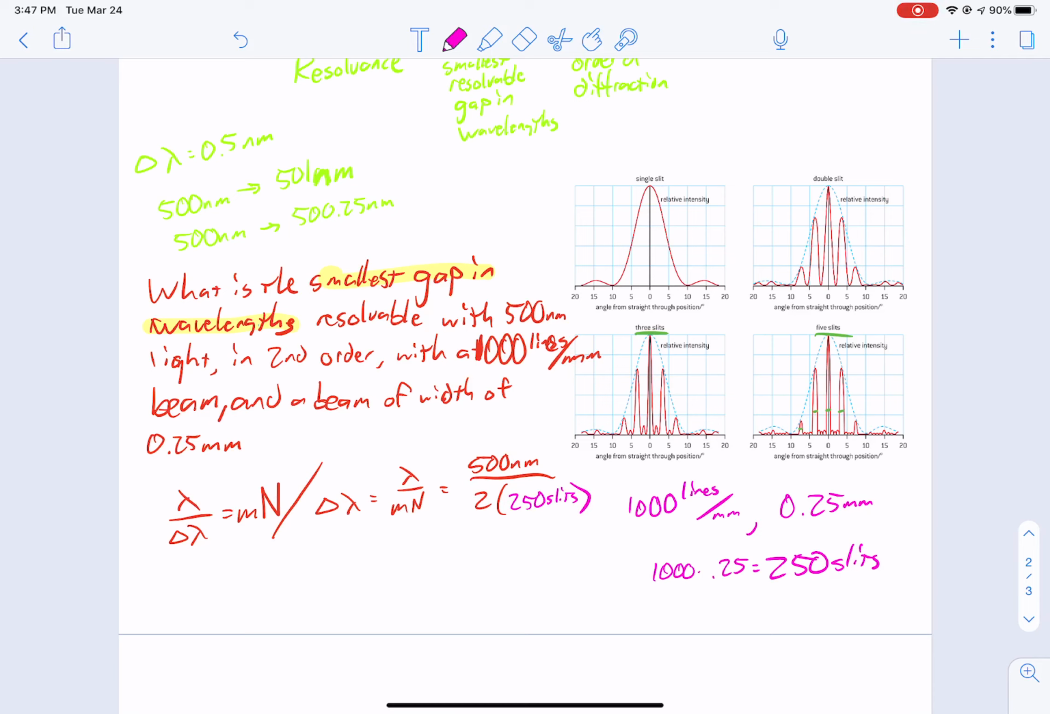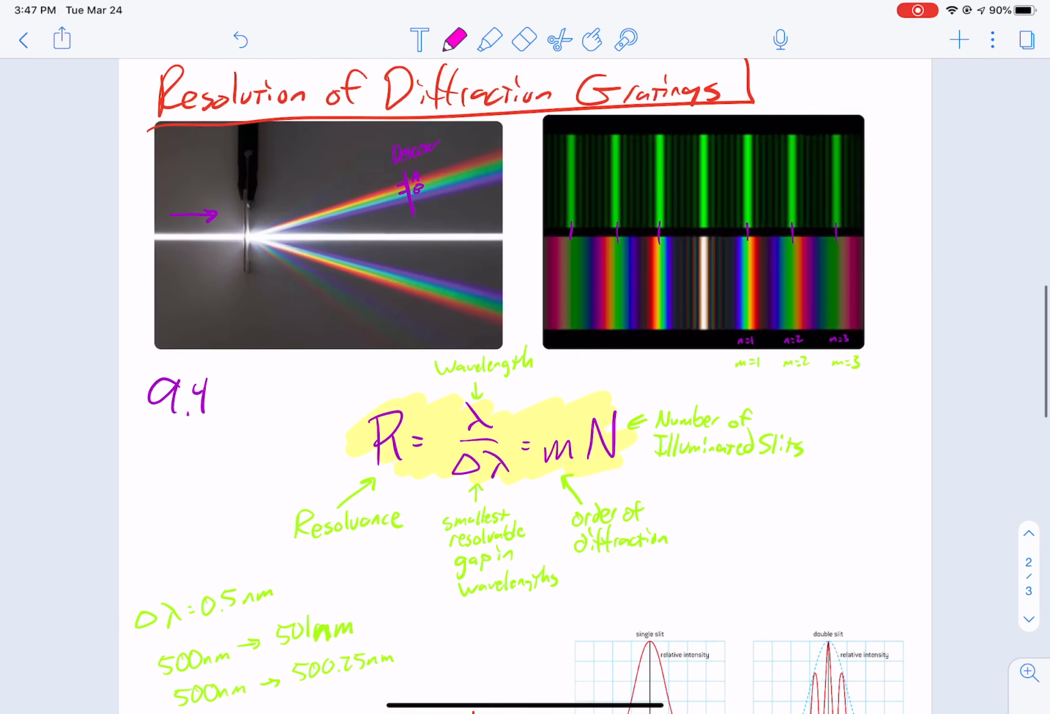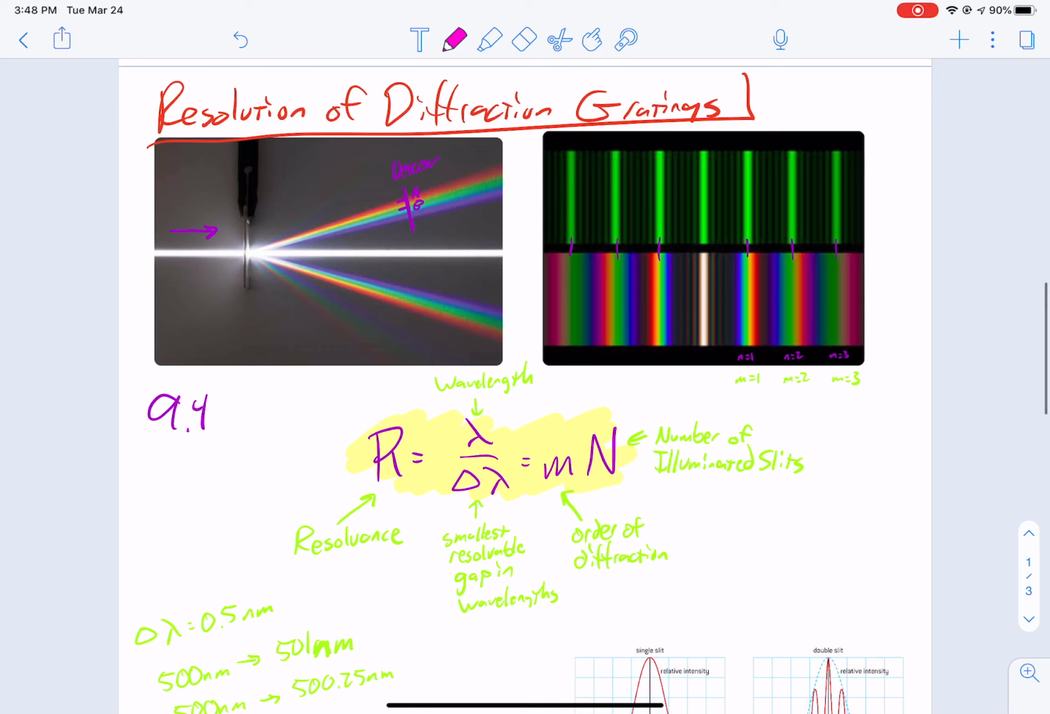And this math is pretty easy. Delta lambda is 500 over 500. Notice I'm not even going to bother converting to meters here. I'm just going to say the smallest resolvable gap is 1 nanometer. So I would be able to tell 500 apart from 501. I would not be able to detect 500.5 and 500. Those would appear to be the same thing. I couldn't do it. So this is a resolution of diffraction gratings.